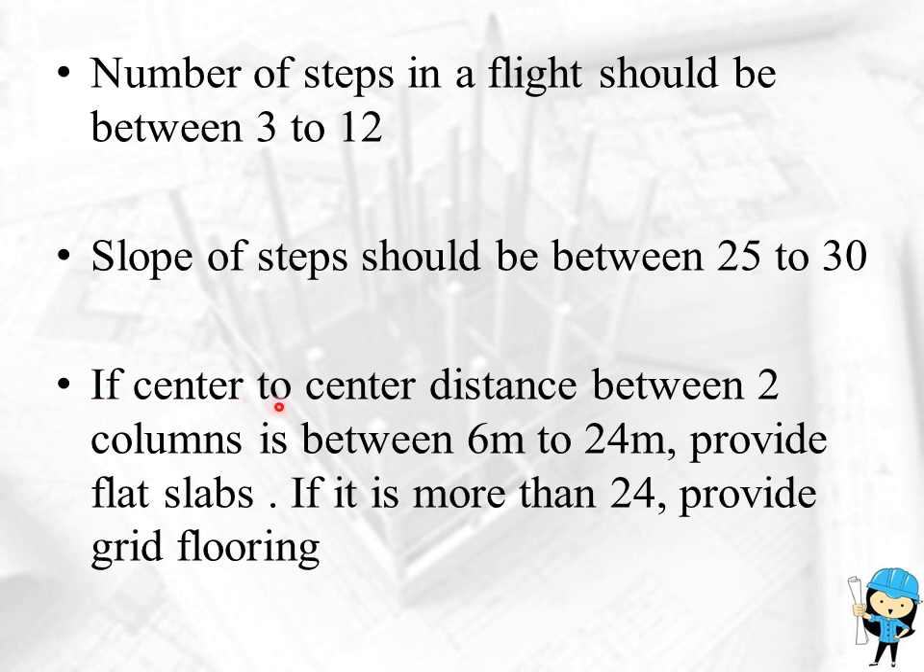Next, if the center to center distance between two columns is between 6 meter to 24 meter, provide flat slabs. If it is more than 24 meter, provide grid flooring.